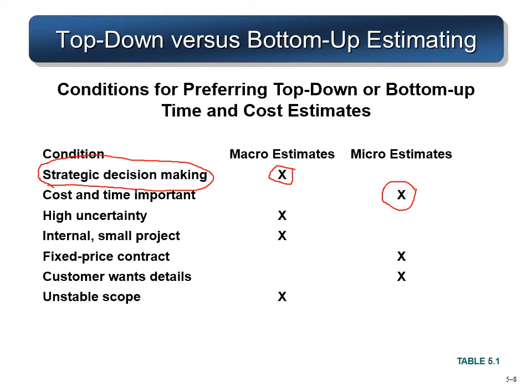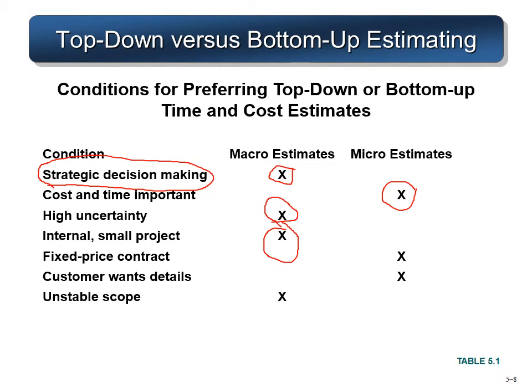Highly uncertain. If the project is highly uncertain, we don't know whether the project will happen or not. In that case, it's no point spending time and manpower to do a detailed estimate, which is micro level. So they'll be going for the macro estimate. If it's an internal small project, it doesn't really matter whether the time varies or the cost varies a little bit. That's fine. So they will go for the macro estimate.